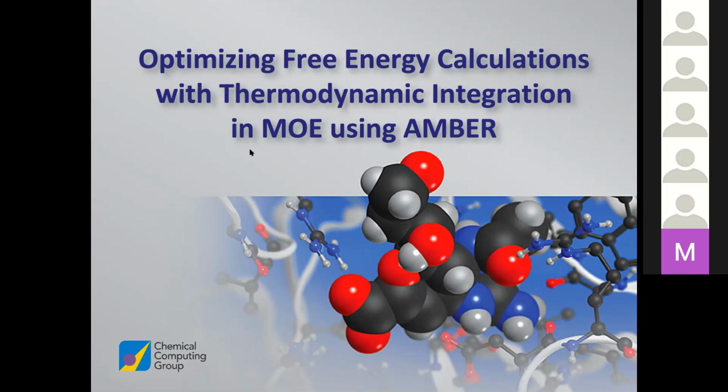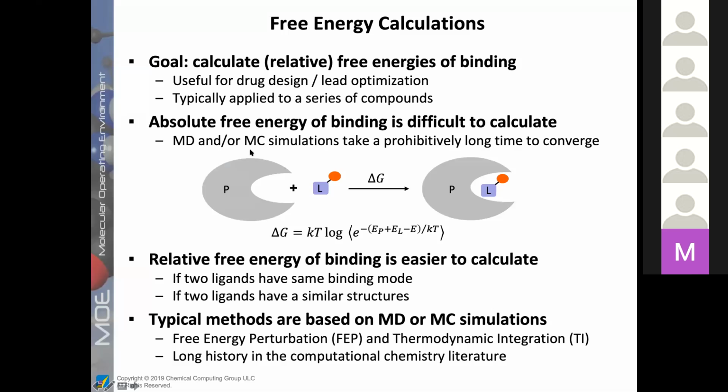I work for CCG, and I wanted to share our adventure to implement the thermodynamic integration method from Amber in our software Moe. As we heard many times today, the goal of free energy calculations is obviously to predict absolute and relative free energies of binding, which is super interesting and useful for drug design and lead optimization. You basically apply this to a series of compounds, which makes this approach kind of complex to set up. So our goal was to come up with a platform which allows everyone to use free energy calculations.